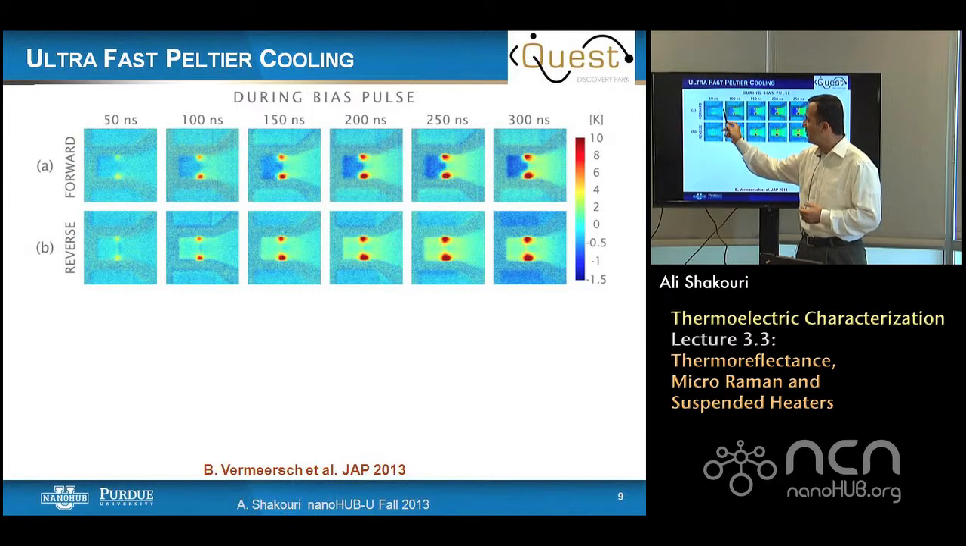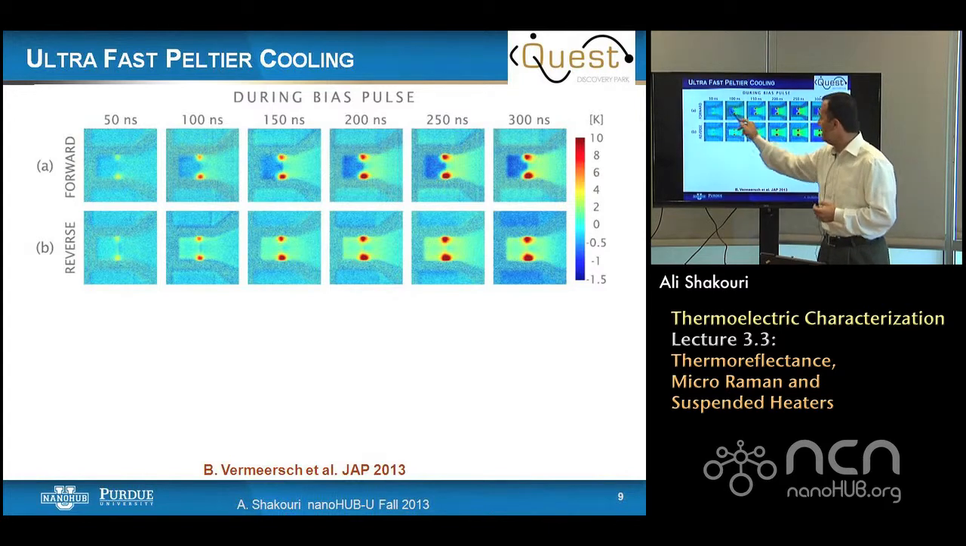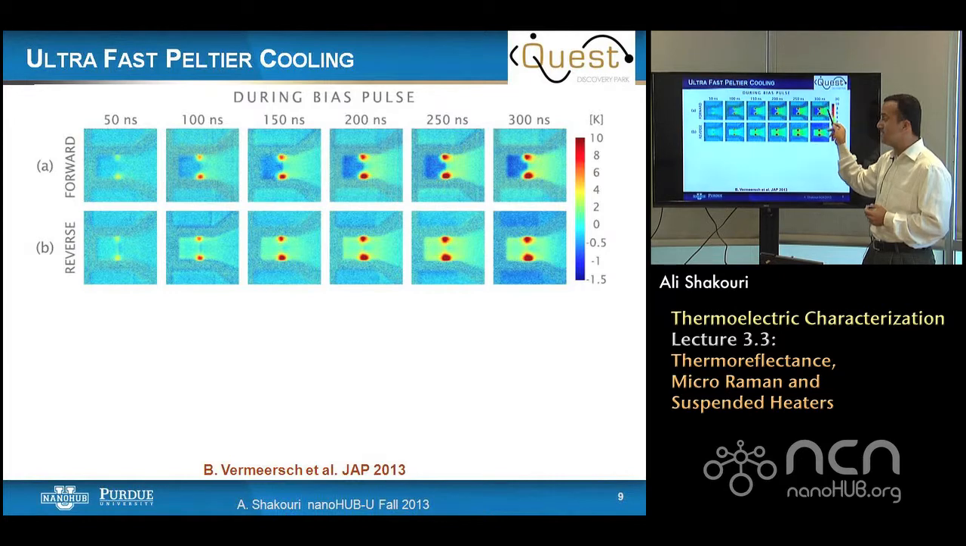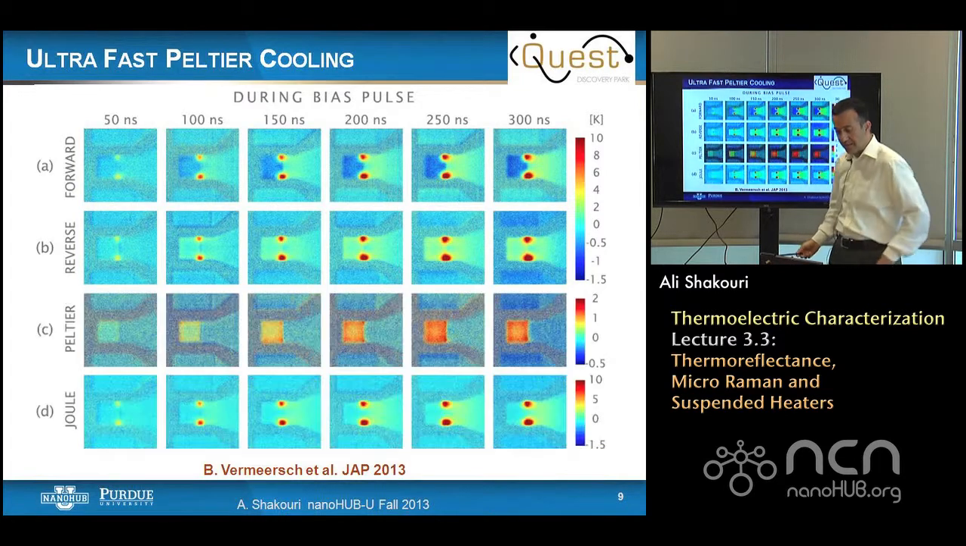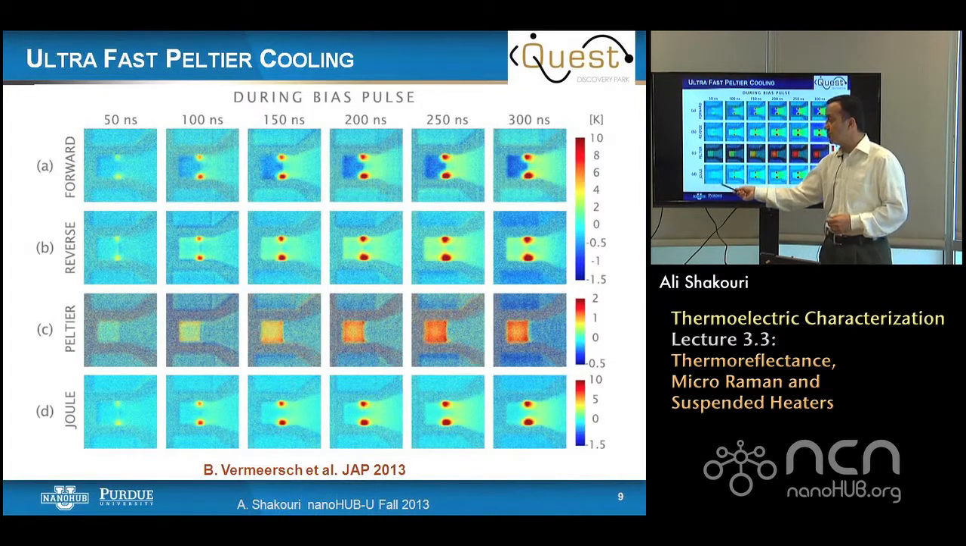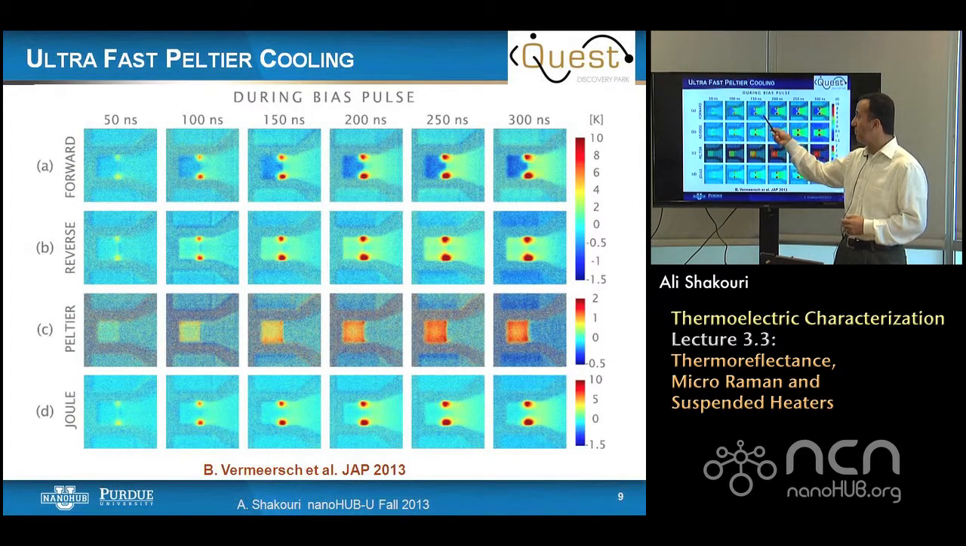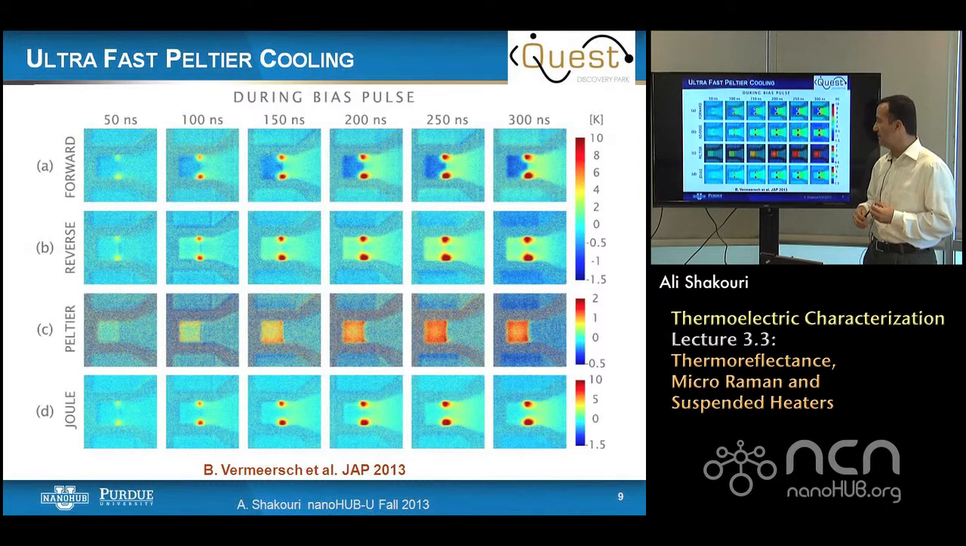Basically, electrical current flows from the side contact to the top of the device, and because the metal coverage at the edge of the device is low, it creates heating, and you can see how the heating is localized at those locations. Once you have the forward bias and reverse bias, you can process it and get the Peltier and Joule components. Basically, the Peltier component changes sign with changing direction of current, and the Joule component doesn't change sign. That's a good way to separate the different physics.